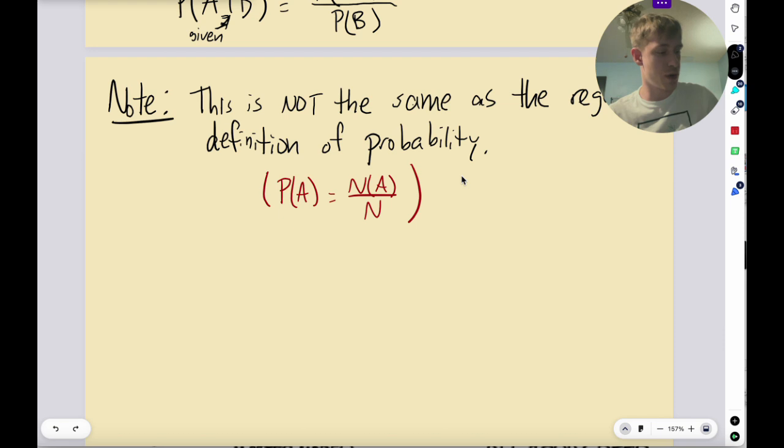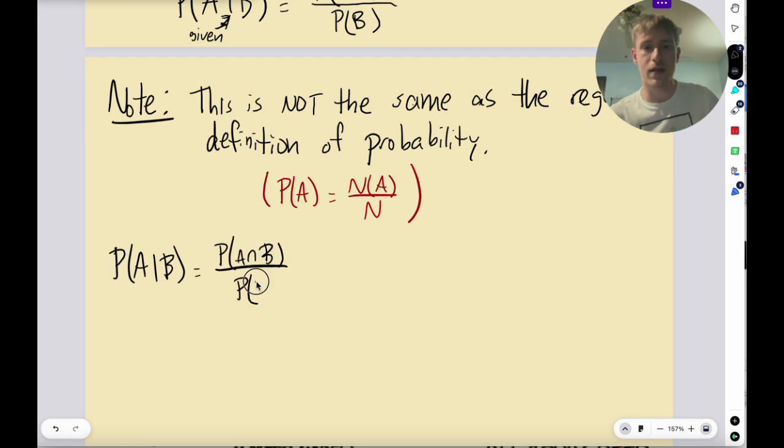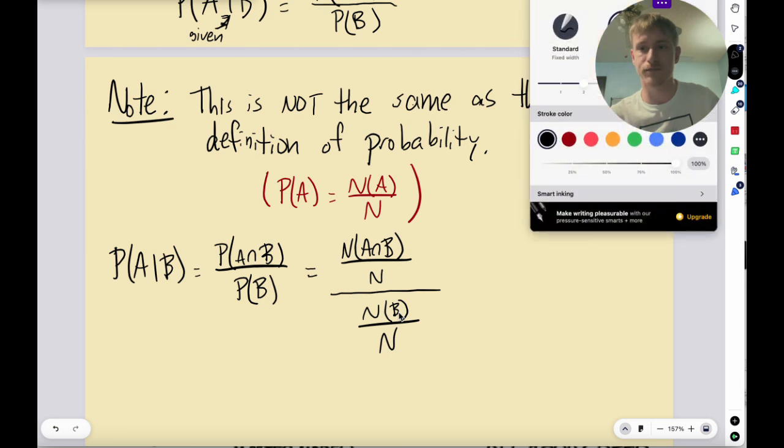And also, it is worth noting that the probability of A given B, which, remember, by definition was the probability of A and B divided by the probability of B, these are each probabilities in their own right. And the definition of probability says that this would technically equal the number of ways that A and B can occur divided by the total number of outcomes. That's the numerator. And the denominator would just be the number of ways that B can occur divided by the total number of outcomes, right?